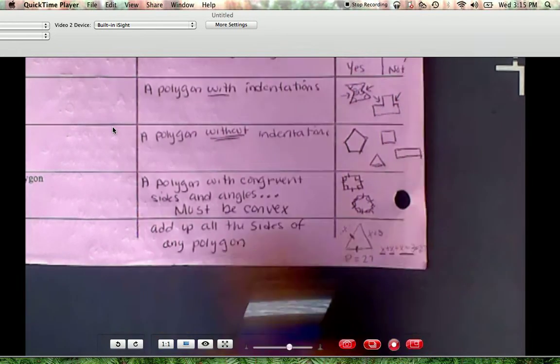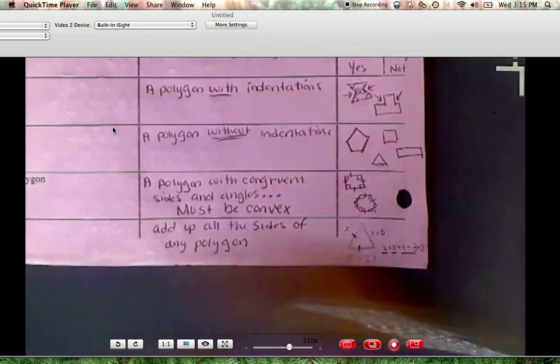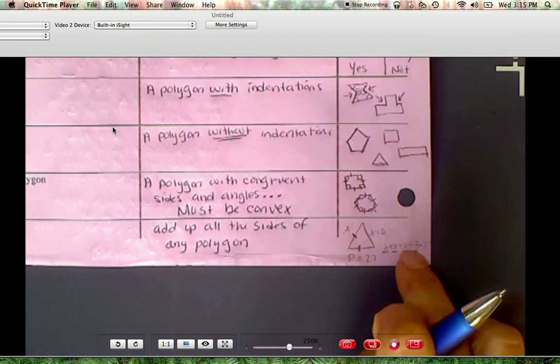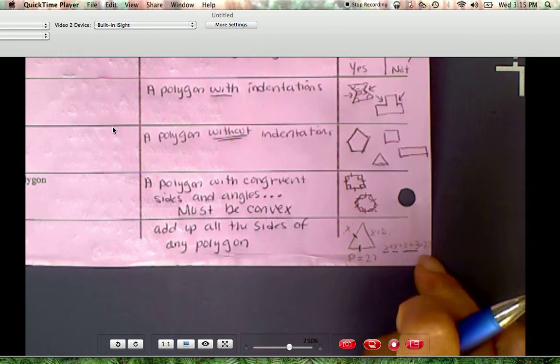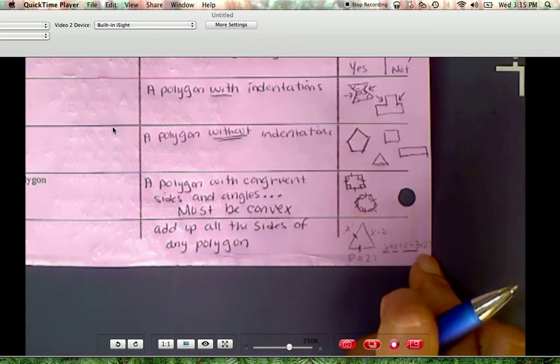So to find the perimeter, you just add up all the sides, and if you know what the perimeter is, then you can set that algebraic expression equal to whatever the perimeter is to create an equation which you can solve.